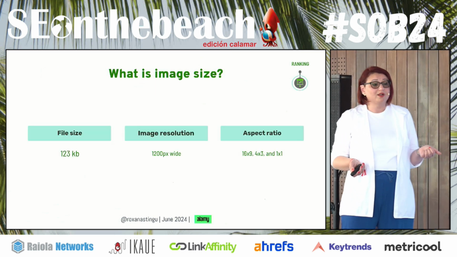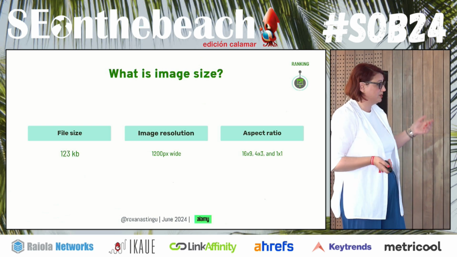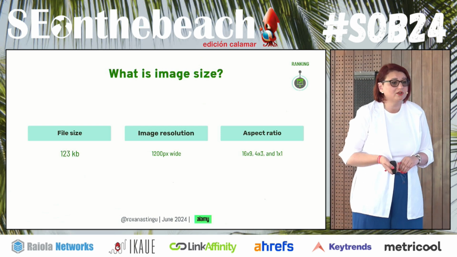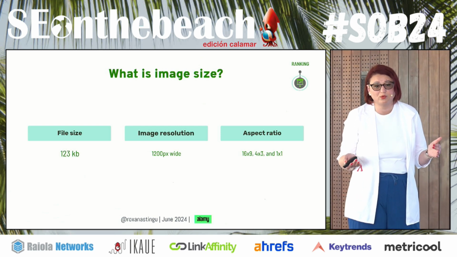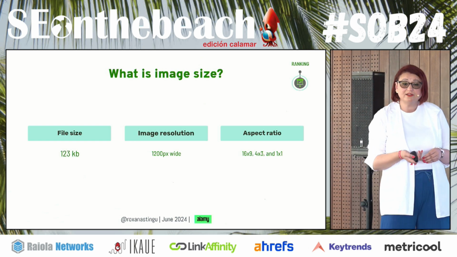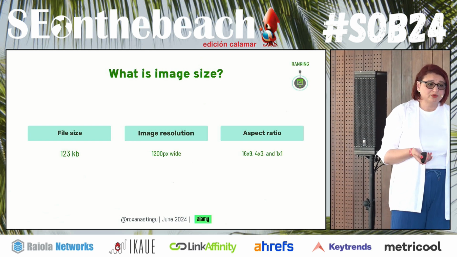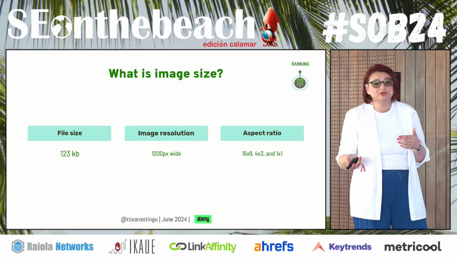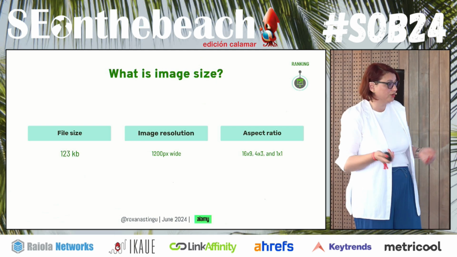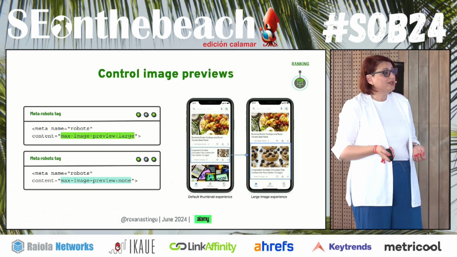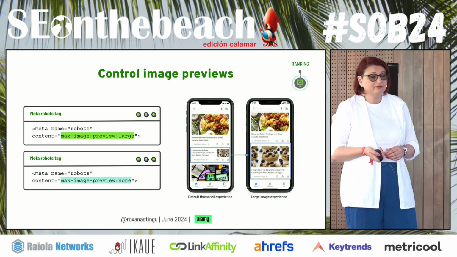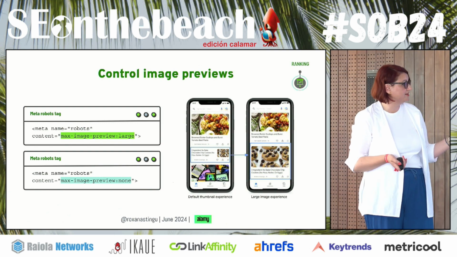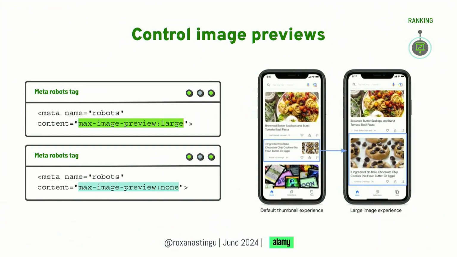And speaking of size and quality, we refer to size in different ways. We know file size, which we do for speed, right? But also image resolution matters a lot. Clara told us yesterday in Discovery you want 1200 pixels, right? But also aspect ratio. If you want your images to appear in Discovery, you want wide images because that's what Google uses there. So also think about that when you put your images on your website. And you can control image previews, and this is for Discovery. Instead of having that small thumbnail that you can barely see without me pointing, you can get the big ones if you use this attribute in robots on the page.